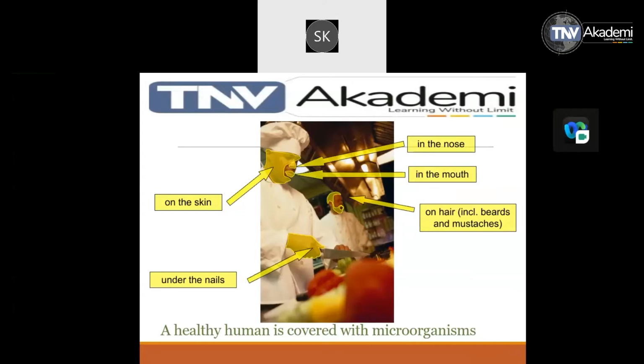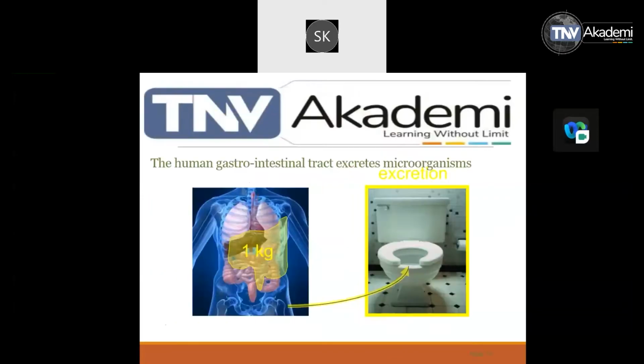Whenever you enter an area and your hair is not covered, your hair can dip into the product. If your hands are not washed, the organisms present on the hands can contaminate the food. So there are chances of cross contamination through the human. The human gastrointestinal tract excretes microorganisms. So here is a second example of human body excretion. There are a number of microorganisms present in the excreta that can contaminate the food.